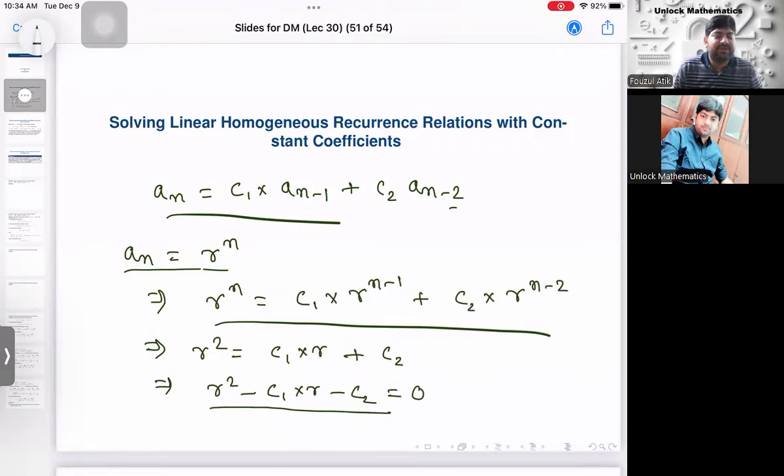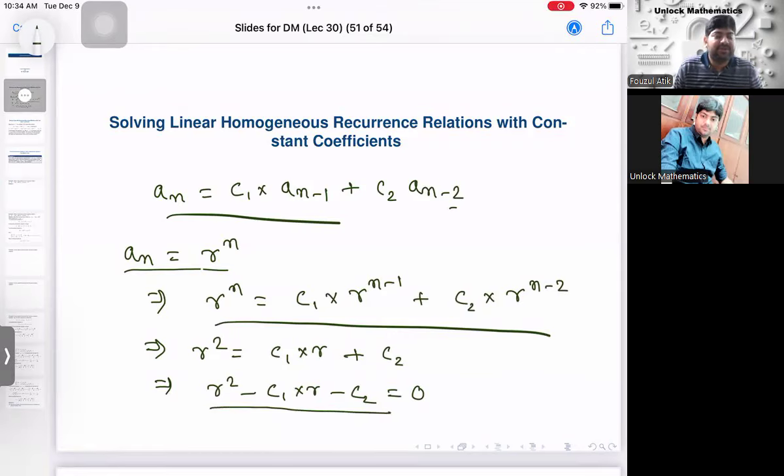Therefore, whenever I have a recurrence relation of degree 2, I'll get a polynomial equation of degree 2. This equation we call the characteristic equation. So r^2 minus c1 r minus c2 is called the characteristic equation. If you can solve it, we'll get the value of r and we can get the solution of it.